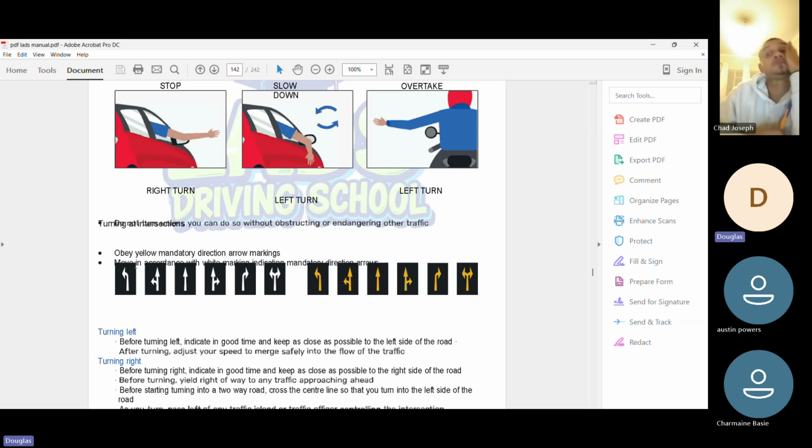Okay, so they're saying obey yellow line mandatory direction arrows markings. Move in accordance with a white marking, indicating mandatory direction arrows. Okay, let's continue.